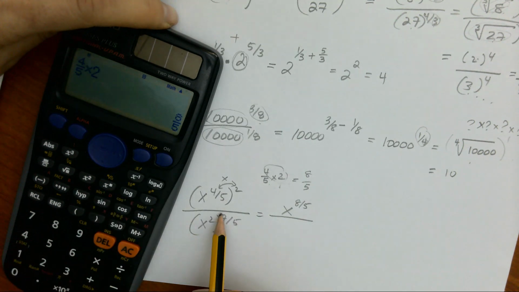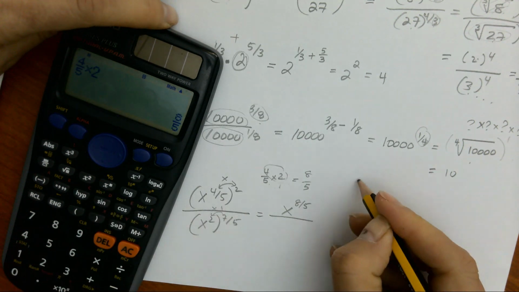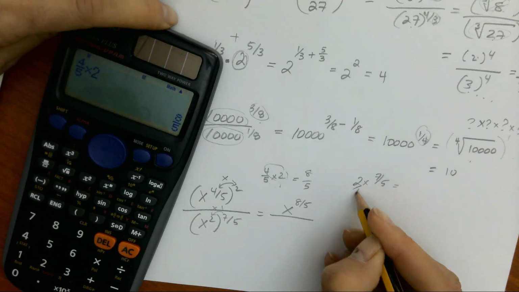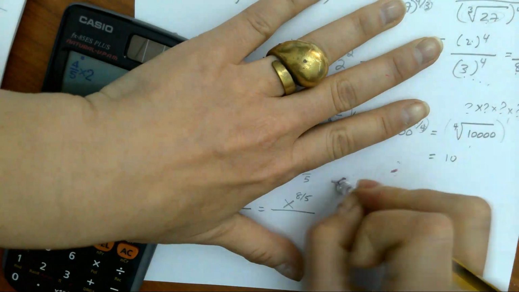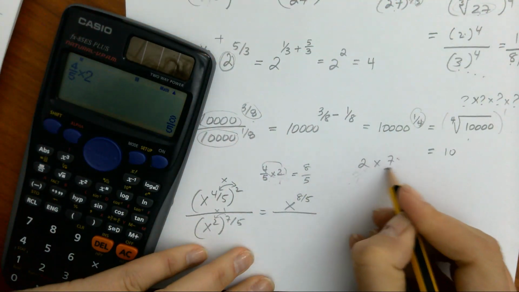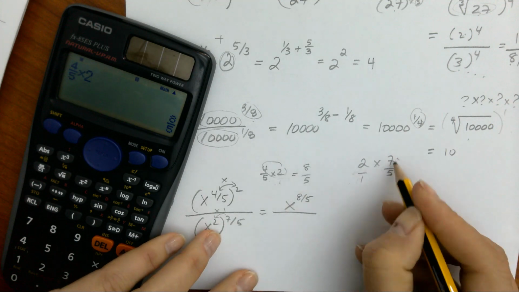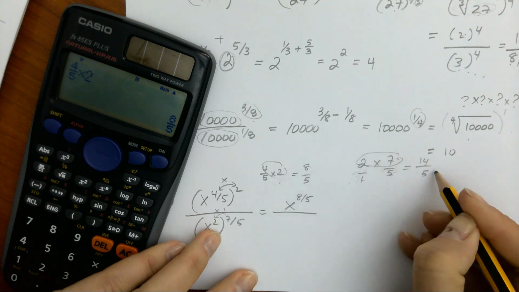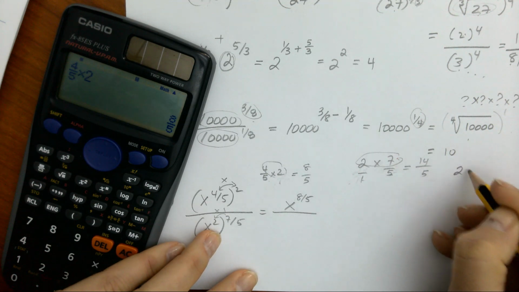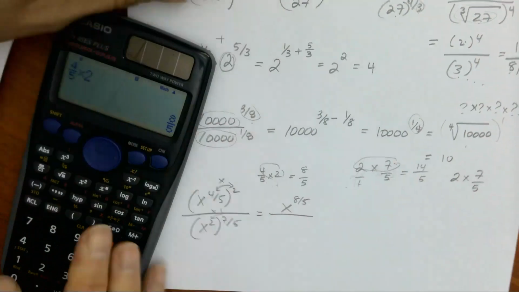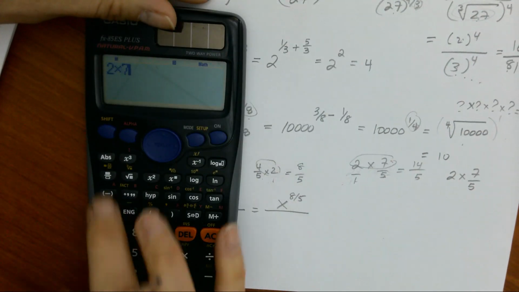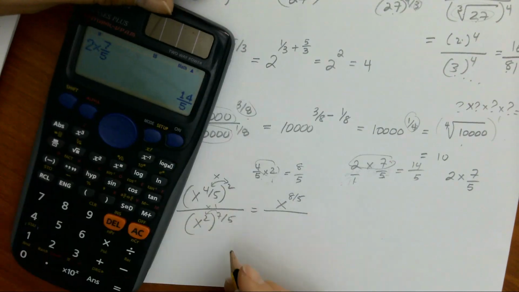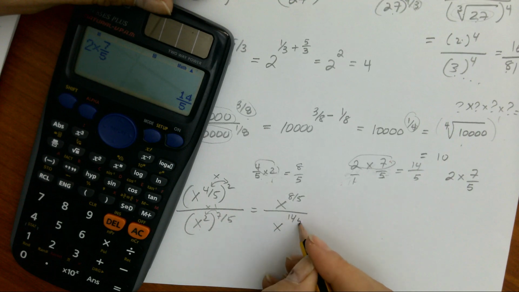Now the same thing for this one. I can multiply these together. So that would be 2 times 7/5. And you can make this a fraction. Let's write that nicer. 2 times 7/5. You can make that a fraction, and then it's just multiply the tops. 14/5. 1 times 5. So you can do it that way, or you can just put it in your calculator. 2 times 7/5. And you get 14/5. So this is really x to the 14/5.